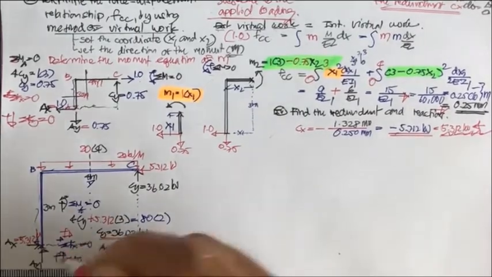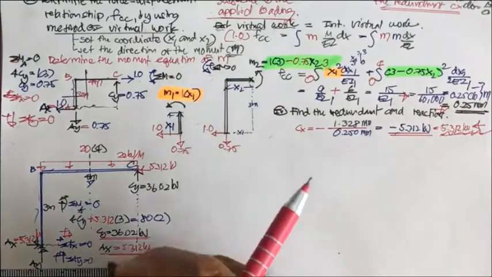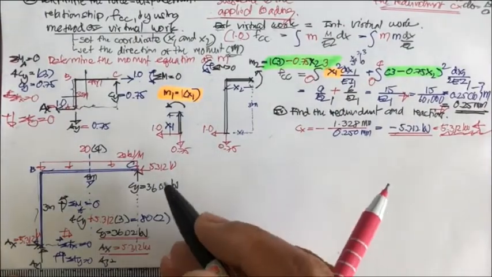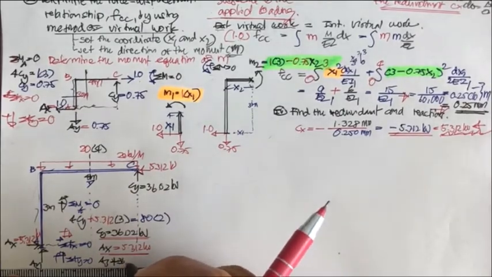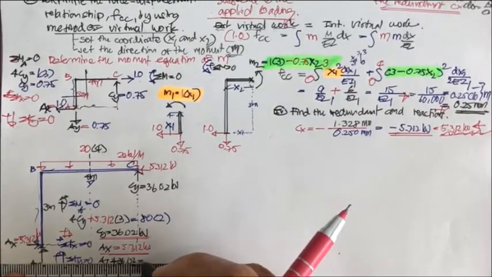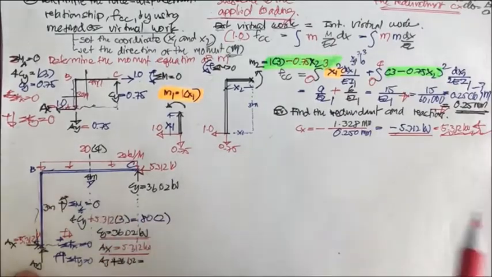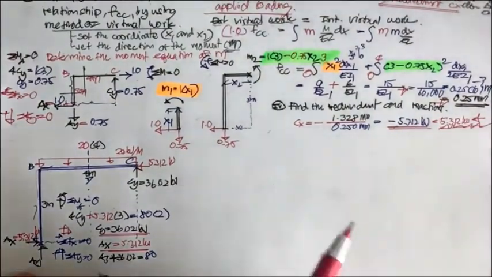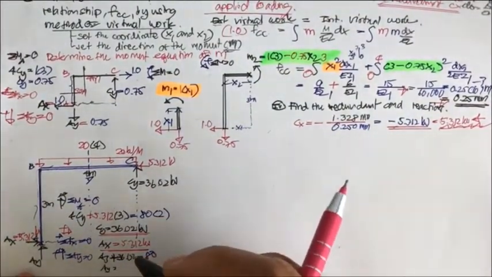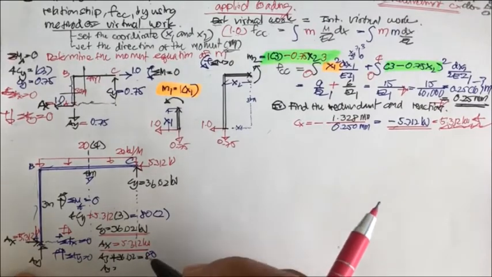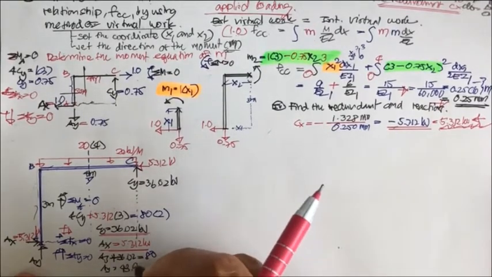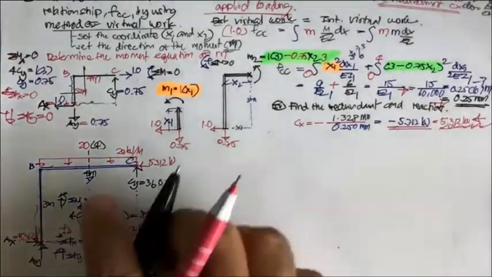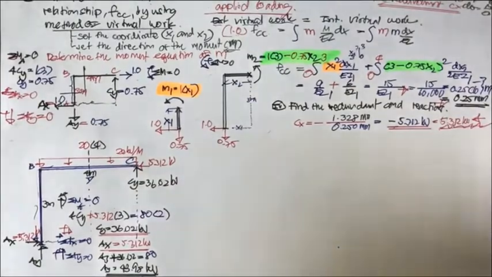And the last one, summation of F sub y equal to 0. You put this one upward, positive. So your A sub y is up, this one up, plus 36.02, and that is going to equal to, this one is downward, 80. And then you may have your A sub y equal to 43.98 kilonewton. Okay, that's all we have for the reaction.